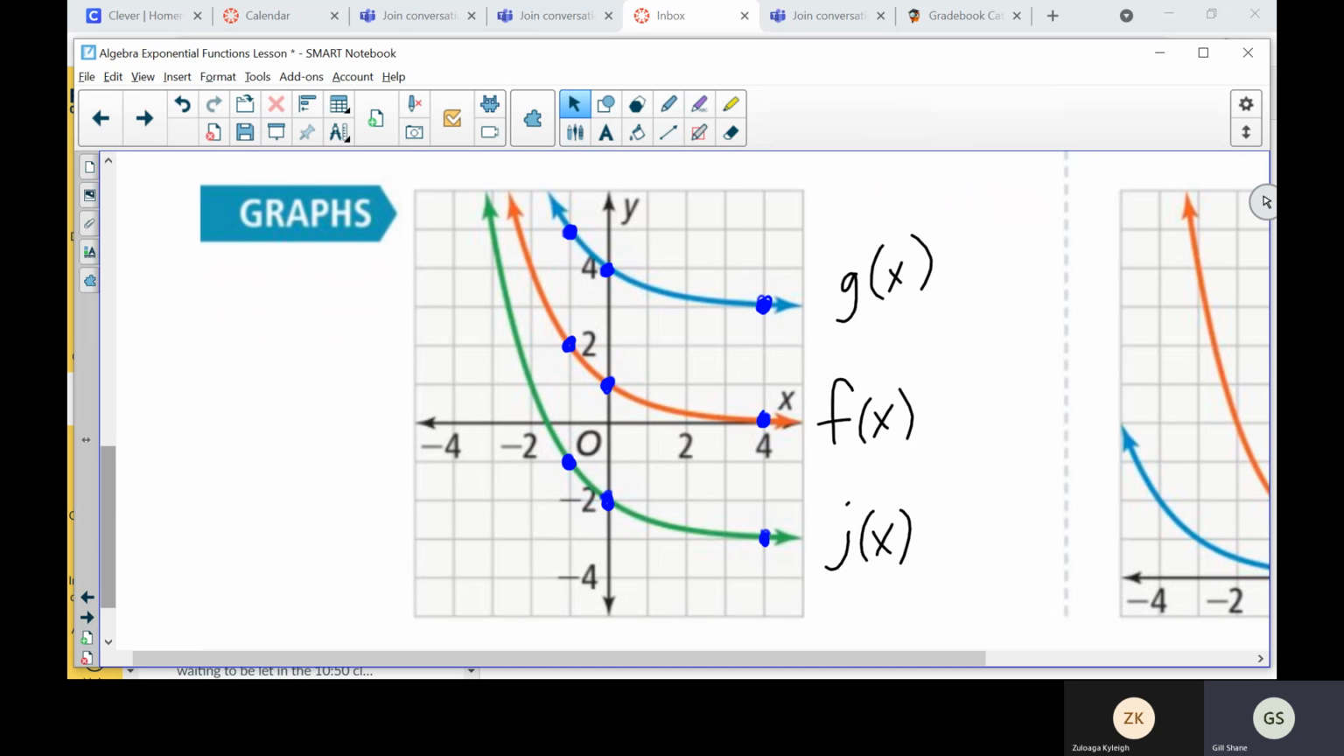Looks like everybody's almost done. You should have 9 points written in when you're done. 3 of them will be right on the y-axis. 3 of them will be on -1 as the x value. And 3 of them will be on 4 as the x value. And then they'll just be where they intersect the lines.